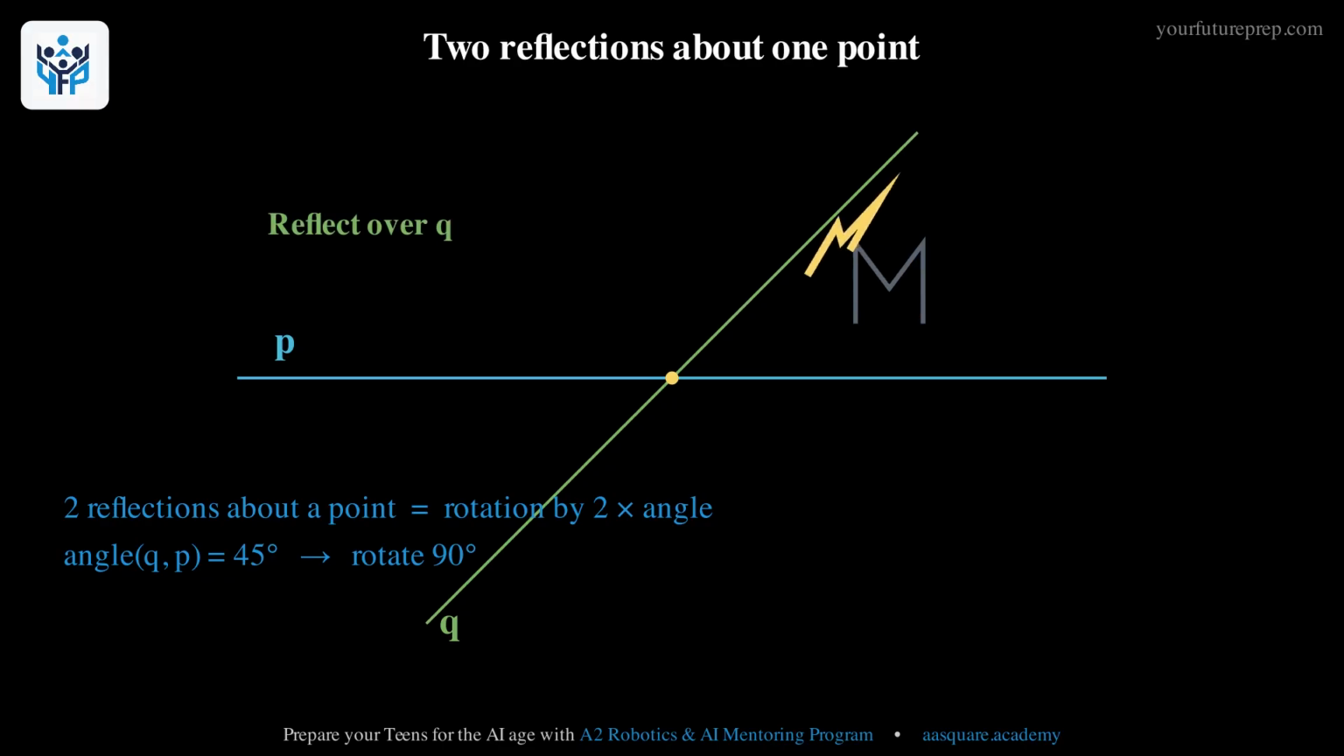First reflection. Flip the M across the diagonal line Q. It swings over the diagonal and lands near the top. Now mirrored. Second reflection. Flip that image across the horizontal line P. It drops straight down to the lower right, and it is now lying on its side.